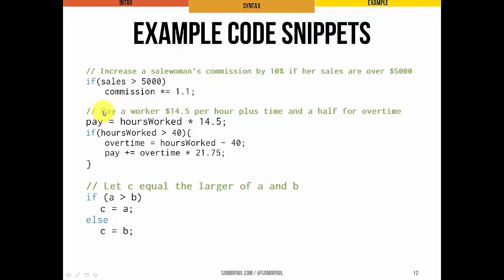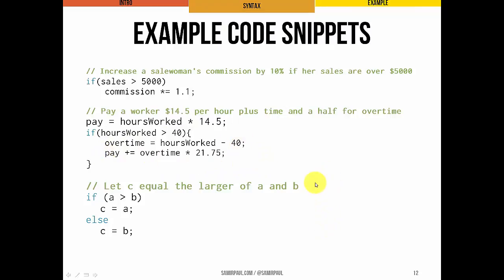Here we want to pay a worker $14.50 per hour plus time and a half for any overtime that he or she works. So normal pay is hours worked times 14.5. And if hours worked is greater than 40, then we want to figure out how much overtime there is and add a bit more for that overtime.